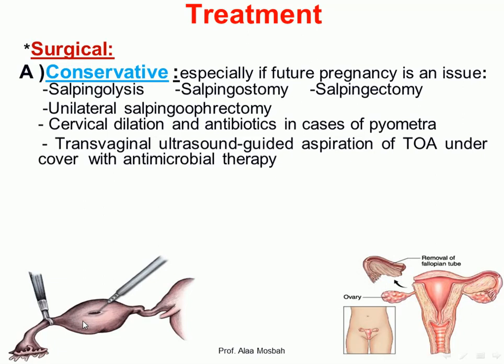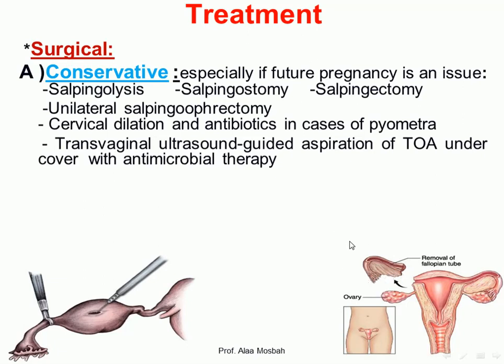We open the distended tube by incision like that. This is called salpingostomy, to drain the fluid inside. Or we can do salpingectomy, as in this picture, we excise the fallopian tube. Or we can do salpingo-oophorectomy. We can remove the tube and the adjacent ovary also, if affected. I may need that because the infection badly damages the tube and the ovary.